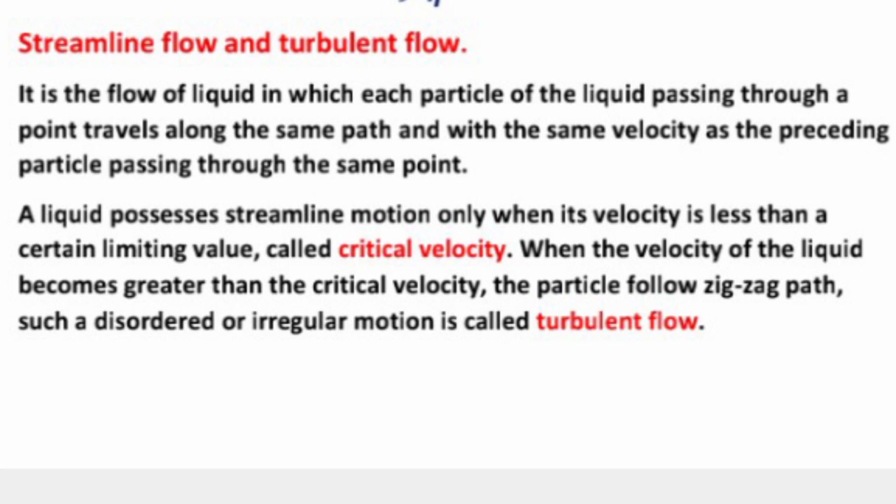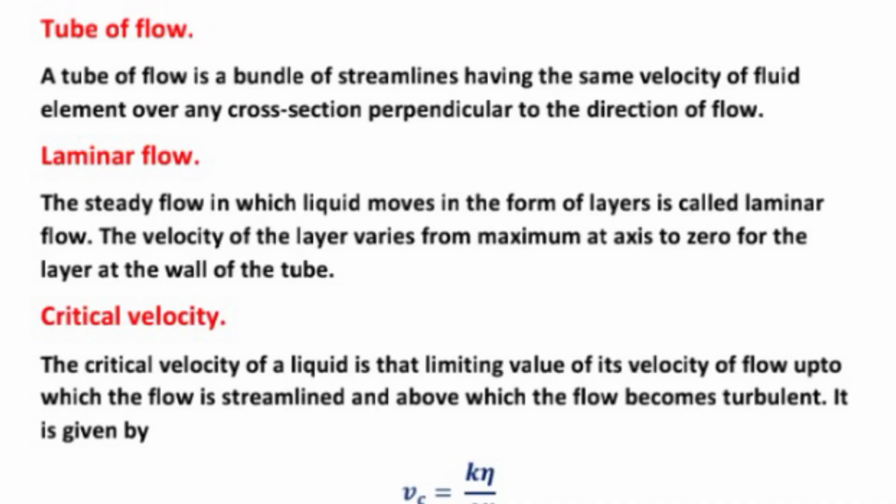Now the tube of flow. A tube of flow is a bundle of streamlines having the same velocity of the fluid over any cross section perpendicular to the direction of flow. Laminar flow. What is laminar flow? The steady flow in which the liquid moves in the form of layers is called laminar flow. The velocity of the layers varies from maximum at the axis to zero for the layer at the wall of the tube.